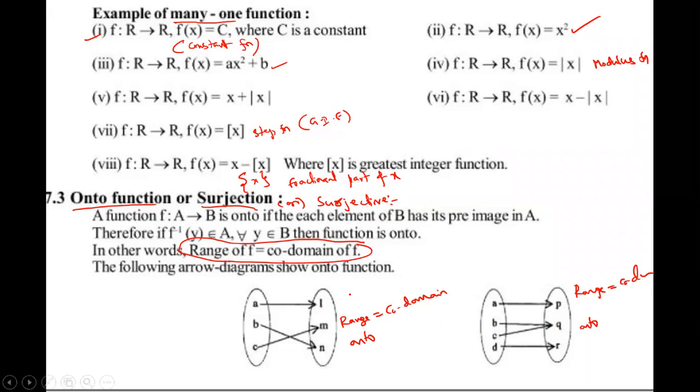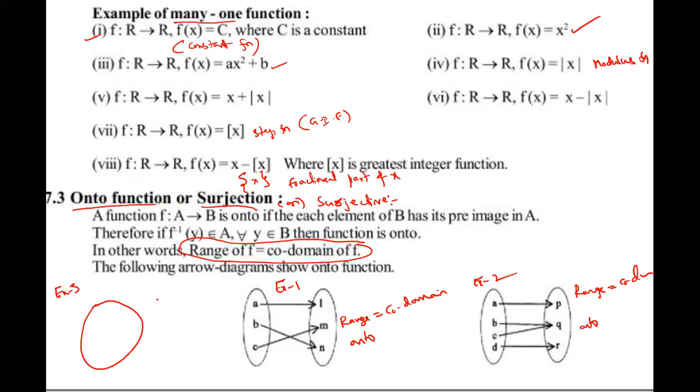Onto function means what here? For every element in codomain, it has at least one preimage in A. See example 1, example 2, example 3. See carefully. 1, 2, 3. A, B, C. 1B, 2A, 3A. Is it an onto function, dear students? Example 3, is it an onto function?